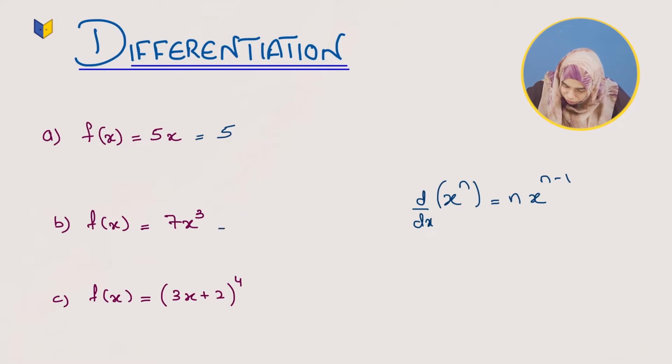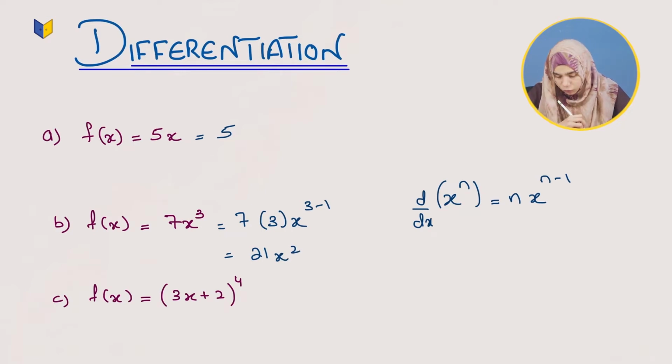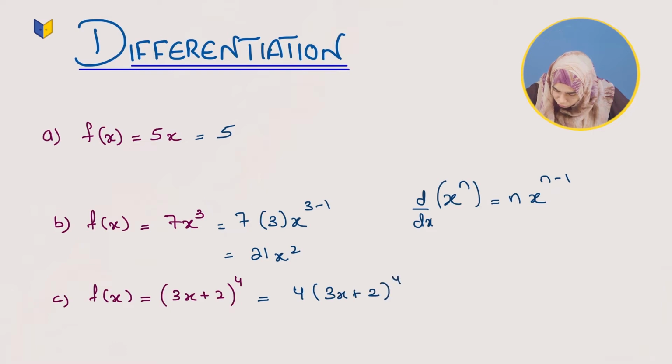So we'll do the same thing here. We'll bring the 3 down and subtract 1 from the power, which makes it 7 into 3, 21 x squared. This is the derivative of the second function, and this last function is based on the chain rule. But just remember, whenever you have a power, deal with the power first. So bring down the power, copy the inside function as it is, and subtract 1 from the power. But that's not it. You have a function inside the bracket as well.